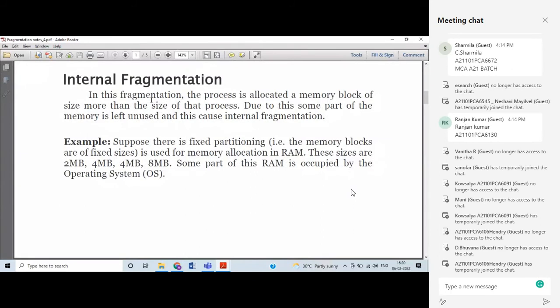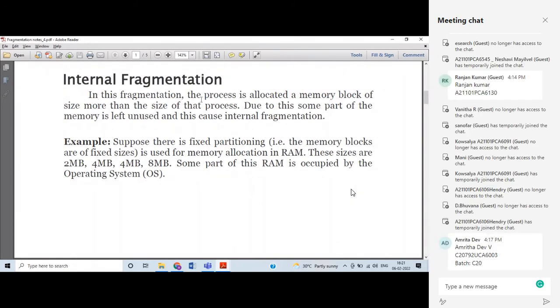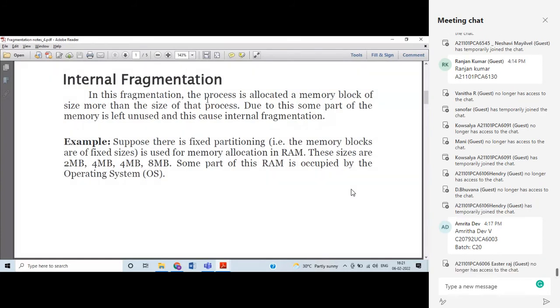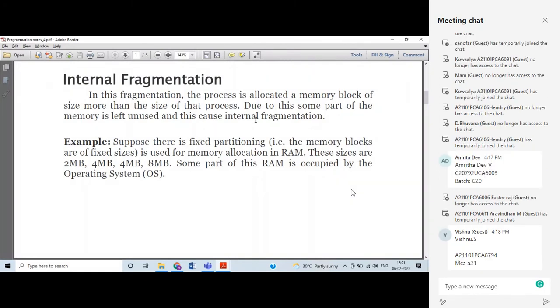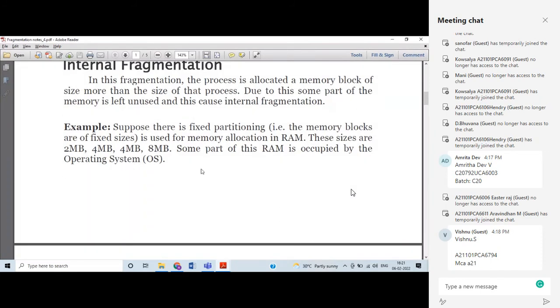Internal fragmentation is when, in this type of fragmentation, the process is allocated a memory block of a size greater than the size of that process. Due to this, some part of the memory is unused, and this causes internal fragmentation. Internal fragmentation is simple: when the size of the memory block is greater than the size of the process, some portion of the memory will be wasted. This is called internal fragmentation.